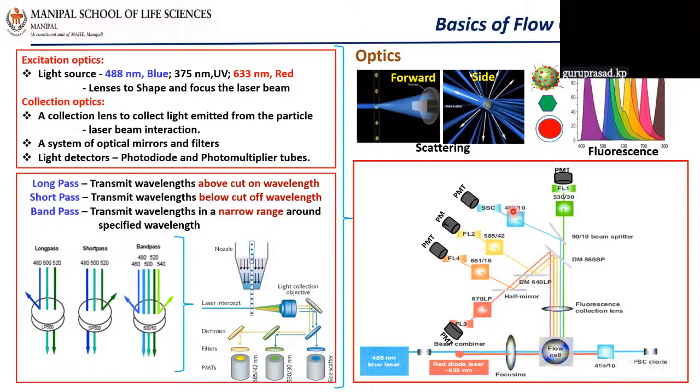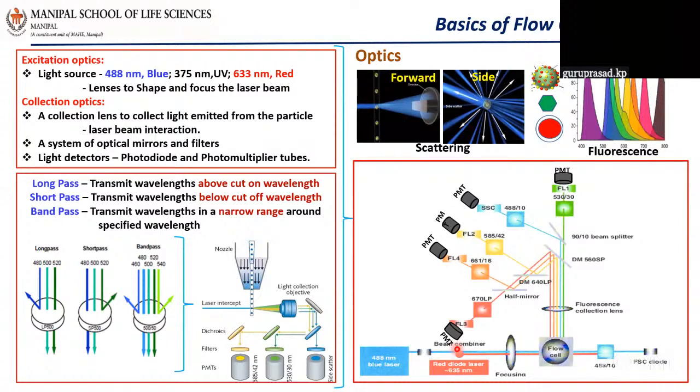So basically, when we talk about this system, it gives scattering and fluorescence. Scattering is of two types. One is forward scatter, another one is side scatter. Forward scatter tells the size of a cell, side scatter tells the complexity or granularity of the cell. And at the same time, you may be staining the cells directly.